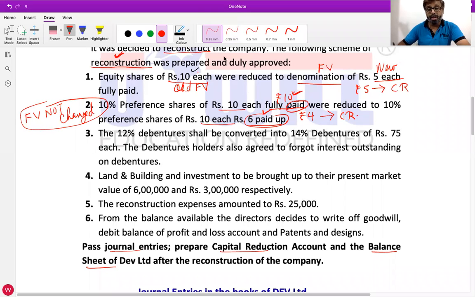Did all of you understand that here the face value is not changing? Yes, sir. Raise your hand who is not clear why face value is not changing. Everyone is clear? Then unmute and tell me the journal entry.